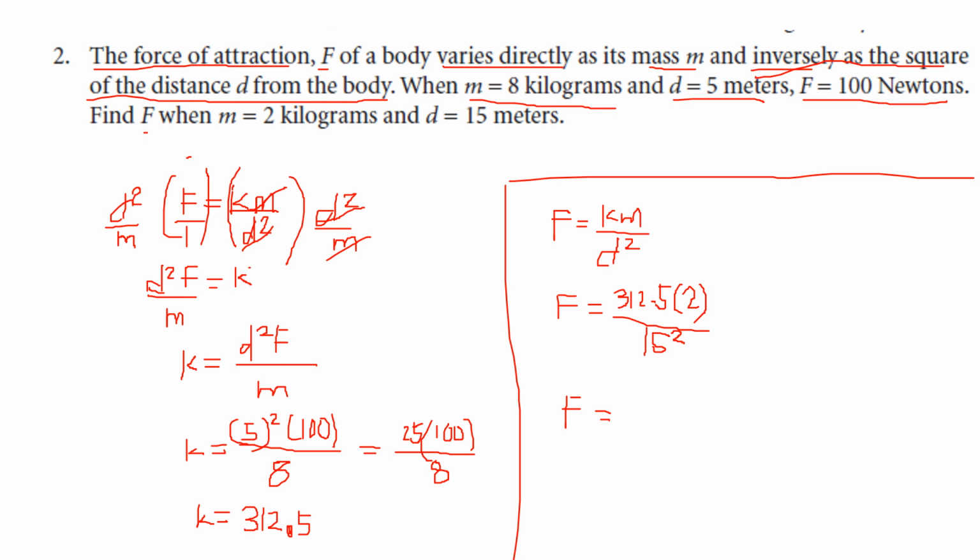So we have 625 divided by 15 squared. We can just use the fraction. Is it 312.5 times 2? 312.5 times 2 gives us 625, over 15 squared. 15 times 15 gives us 225.